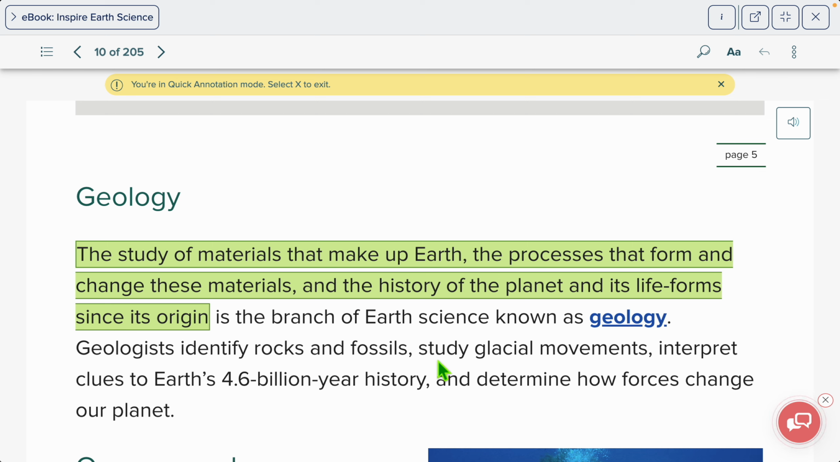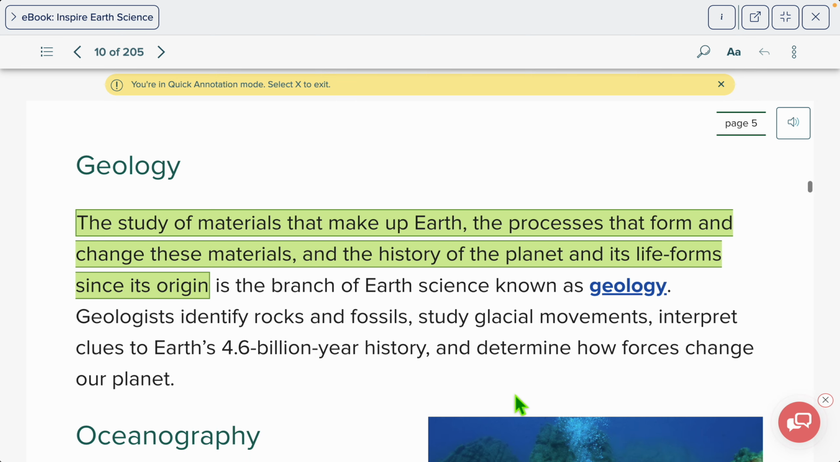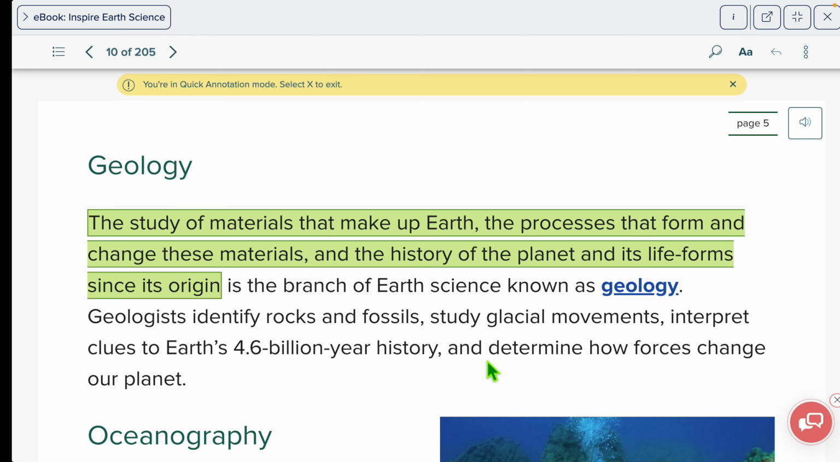Geologists identify rocks and fossils, study glacial movements, interpret clues to the Earth's 4.6 billion year history, and determine how forces change our planet. So, in short, that is geology. There's a whole bunch of stuff we'll do on geology later.